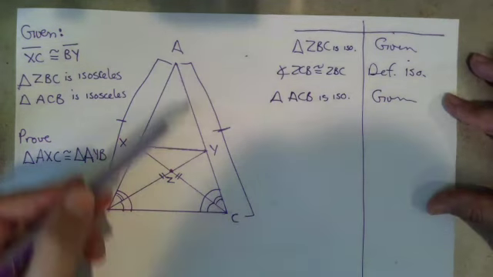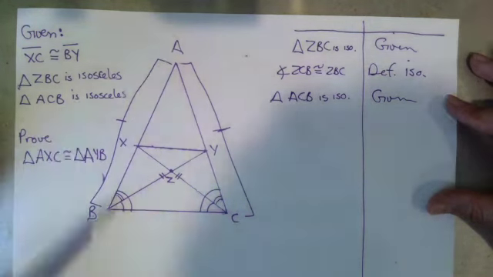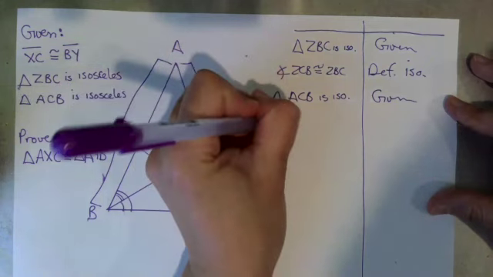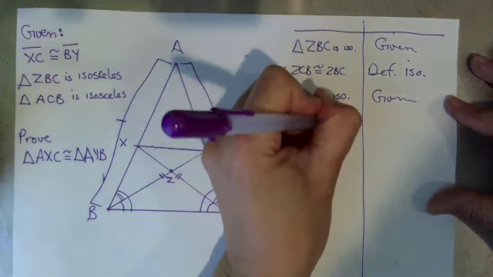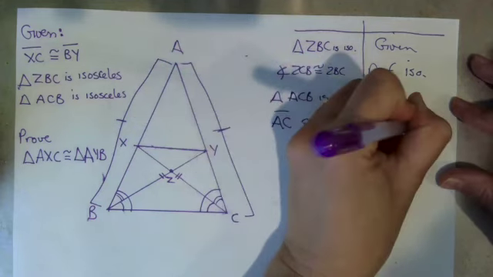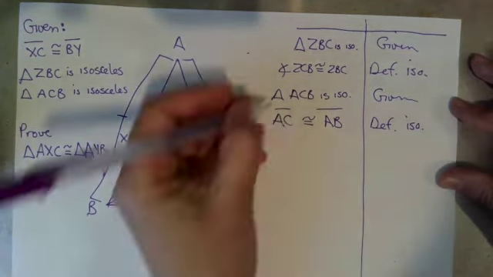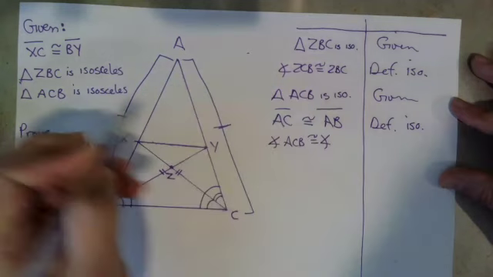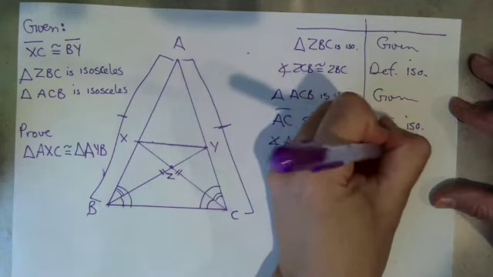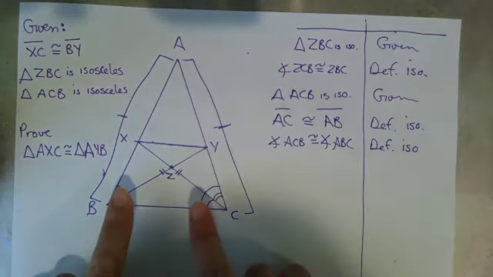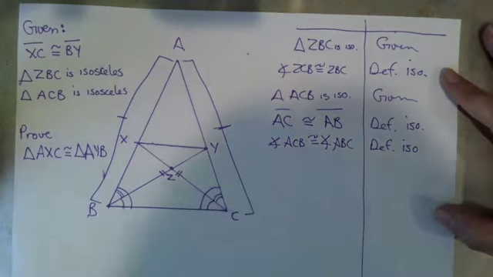And then I'm going to say the same thing. From triangle ACB being isosceles, I have two important pieces of info. The first is that those sides are congruent, so side AC is congruent to side AB, and that was definition of isosceles. And then I also have that angle ACB is congruent to angle ABC, and that's also because of definition of isosceles. Isosceles means two equal angles and two equal sides.